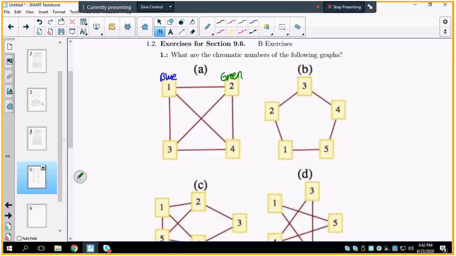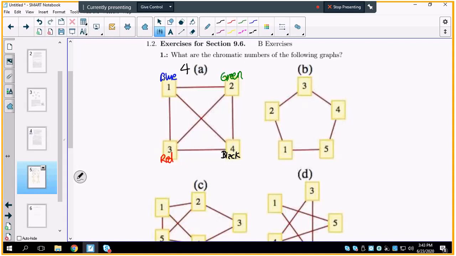But then I run into the same problem. If I want to make another vertex green, well, 2 is connected to 3 and 2 is connected to 4, so I'm not going to be able to do it. So I see that they're all going to have different colors. So even though this is a planar graph, it will have the maximum possible chromatic number for a planar graph of 4.